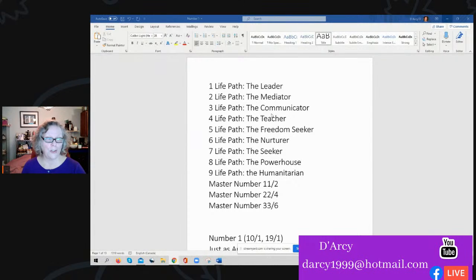As a 4, you're a teacher. And a teacher doesn't limit it to a person standing in front of the classroom. You're teaching people things. And so, Carol, when you take someone out and you show them a house, you're teaching them something about the house. The 7 represents the seeker, and that's always looking for something, helping people find something. You're seeking houses for other people.